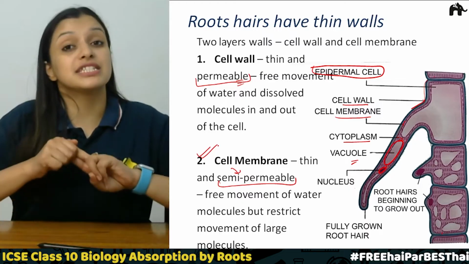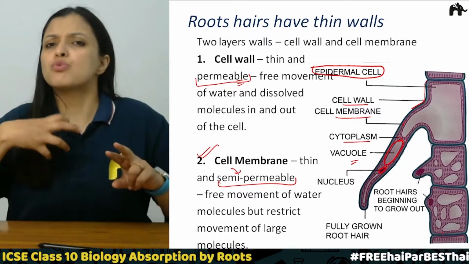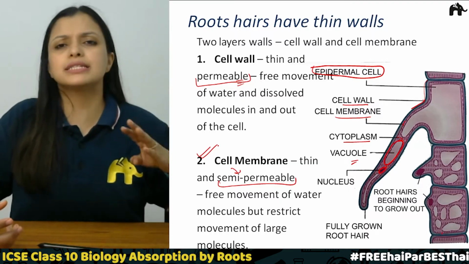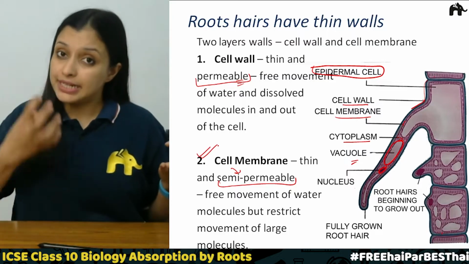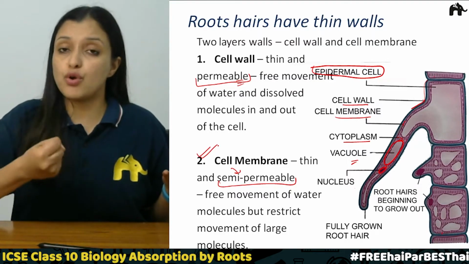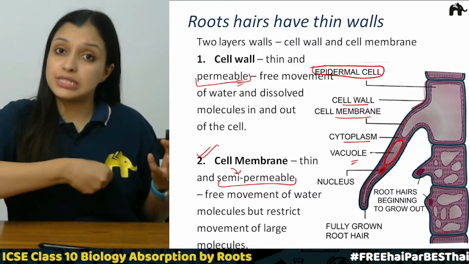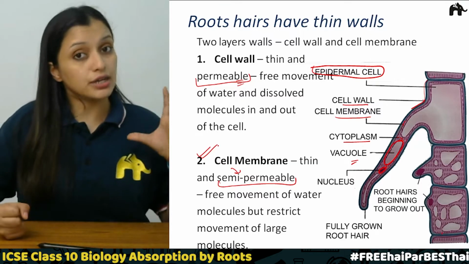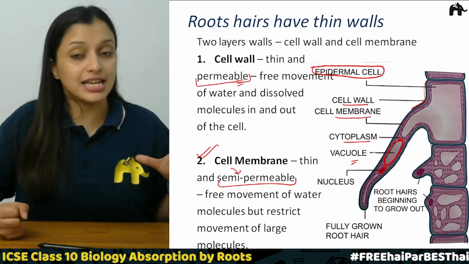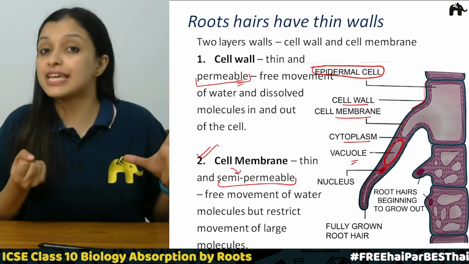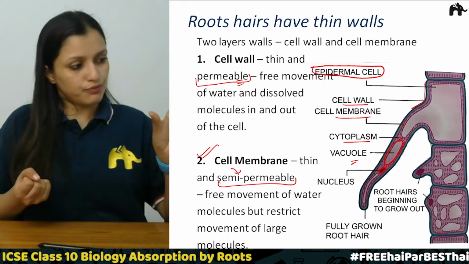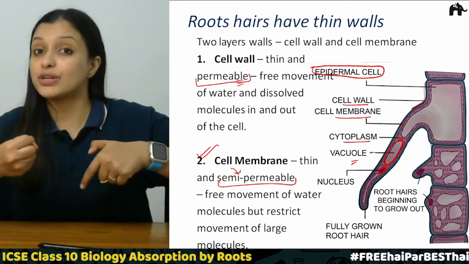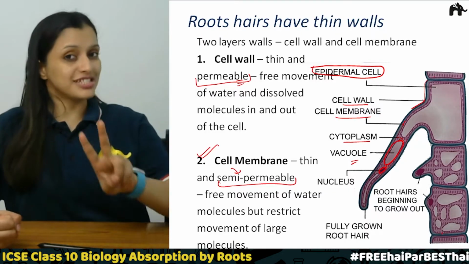Second one is they have the cell sap. Now this cell sap has more of the dissolved salts, and the outside medium, the surrounding water, has less of these dissolved salts. So it is the tendency of water to move from the higher concentration to the lower concentration. So there is a higher concentration of water molecules outside the cell and a lower concentration of water molecules inside the cell. So water in the surrounding of the root hair will move into the cell, and this is how water is absorbed by the cell. So this was the second characteristic.